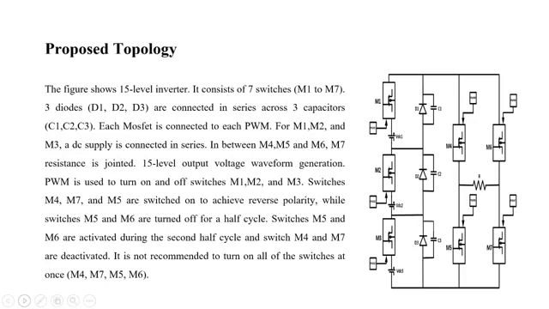Pulse width modulation is used to turn on and off the switches M1, M2, and M3. Switches M4, M7, and M5 are switched on to achieve reverse polarity, while switches M5 and M6 are turned off for an off cycle. Switches M5 and M6 are activated during the second off cycle, and switches M4 and M7 are deactivated. It is not recommended to turn on all the switches at once, that is M4, M7, M5, and M6.